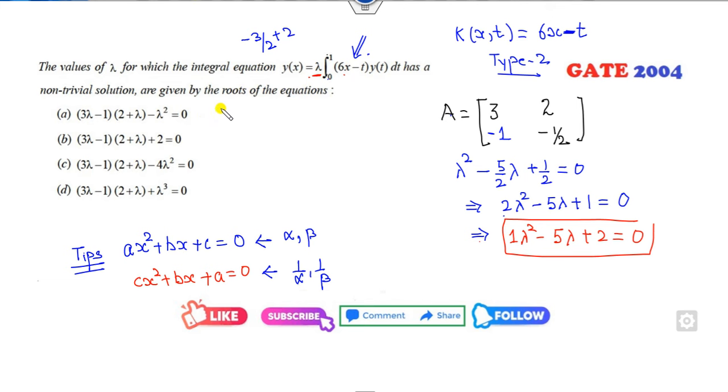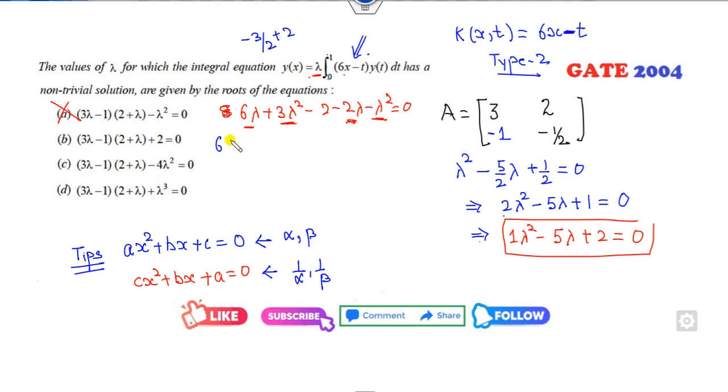If you open this bracket, it is 6 plus 3 lambda square minus 2 minus 2 lambda minus lambda square is 0. Is it satisfied? 2 lambda square is a 4, but we need a 5. So the first option is cancelled.